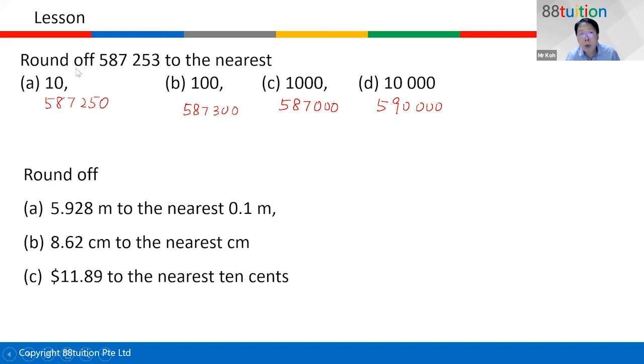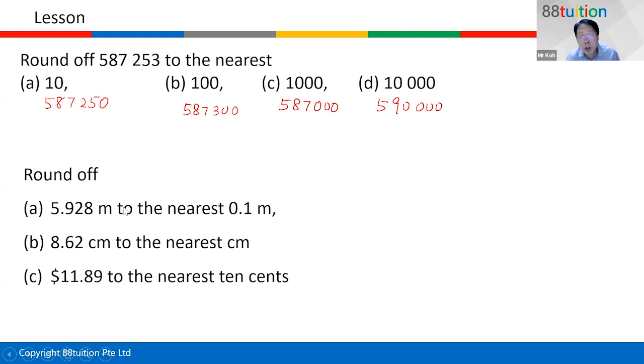So for instance, the first question, round off 587,253 to the nearest 10. That will be 587,250. Okay, and then if it's nearest 100, then it becomes 300. All right, and if it's 1,000, it becomes 7,000. And if it's round off to the nearest 10,000, it becomes 590,000. Is this all right with you? Okay, great.